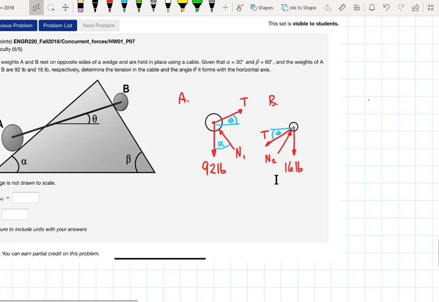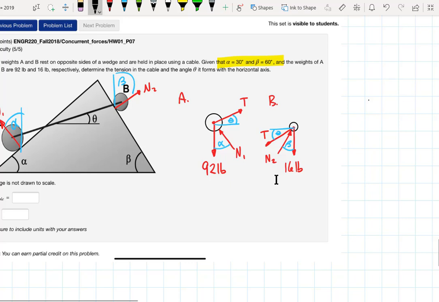Same thing with N2. It's on a plane that's measured beta degrees from horizontal. So if I measure beta degrees from vertical, that makes N2 perpendicular to that plane. So there's N2, measured beta from vertical, and here's N1 over here, measured alpha from vertical. That makes those perpendicular to the planes that they exist on. All right, so now I've got two free body diagrams. I actually know alpha and beta. They gave me those. Alpha is 30 and beta is 60 degrees.